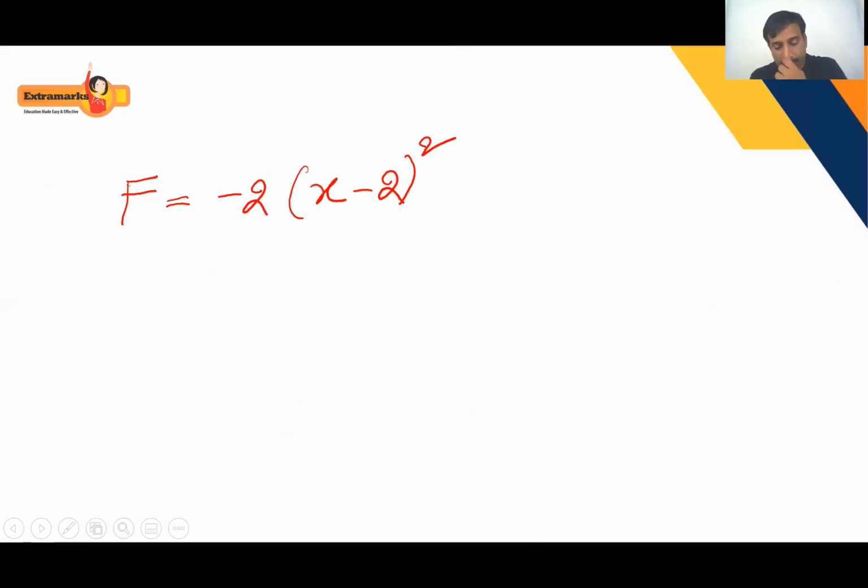Now let us see a small change in this equation, whole square. Where is the equilibrium position? You can say equilibrium position because net force is 0. Where is the equilibrium position? When x is equal to 2, F is equal to 0. So here force is zero.